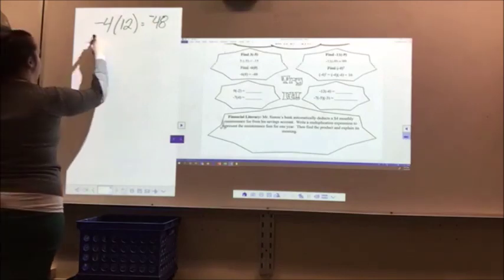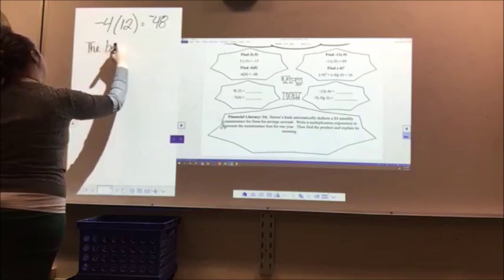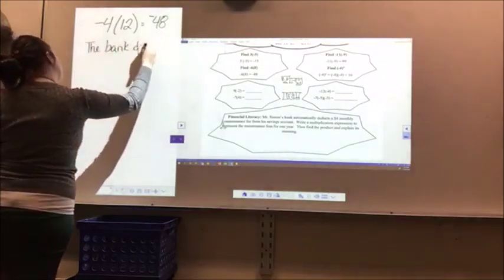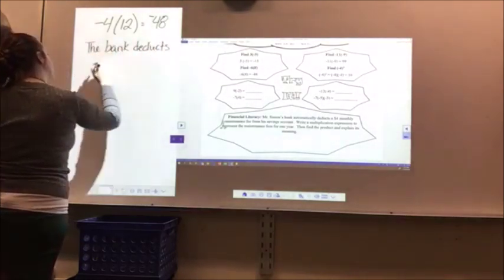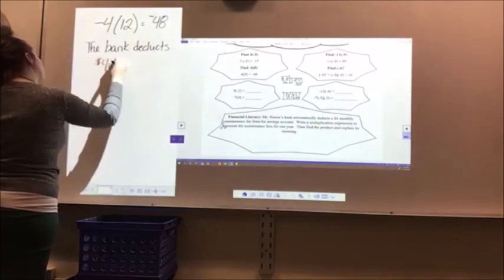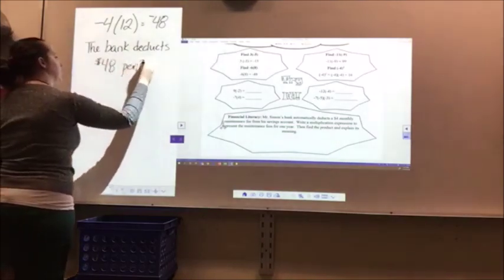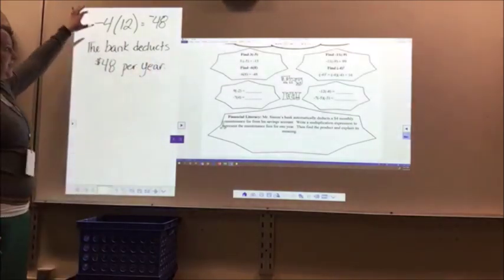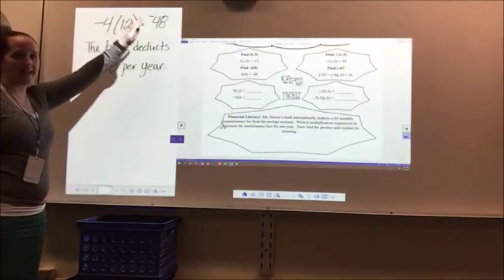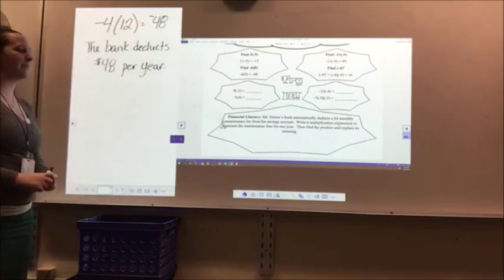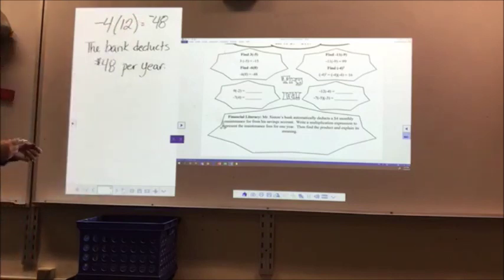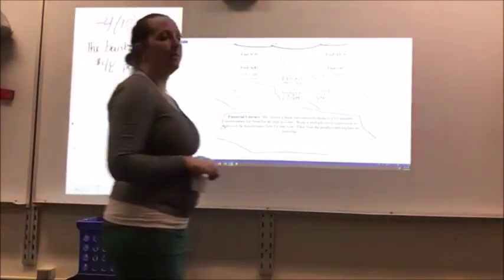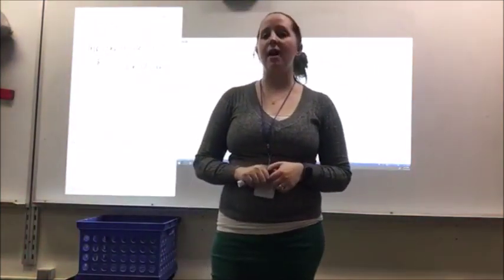So the bank deducts $48 per year. Okay? So it asked me to write the expression, evaluate that expression, and explain what it meant. All right, and that is the end of lesson 4.